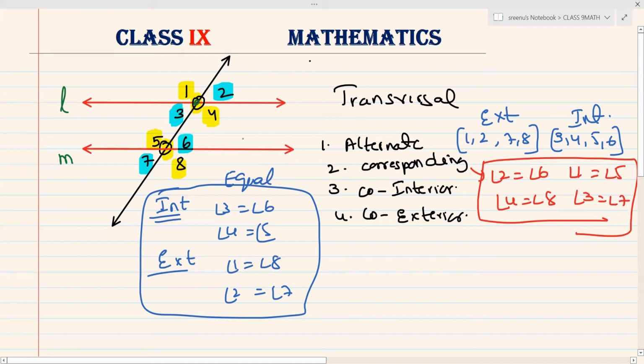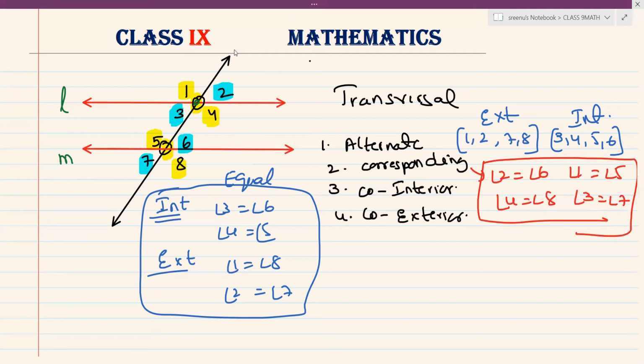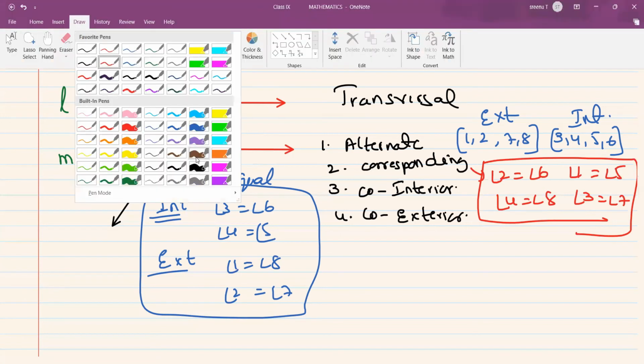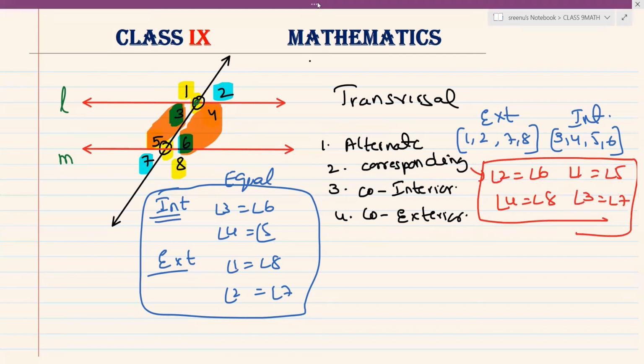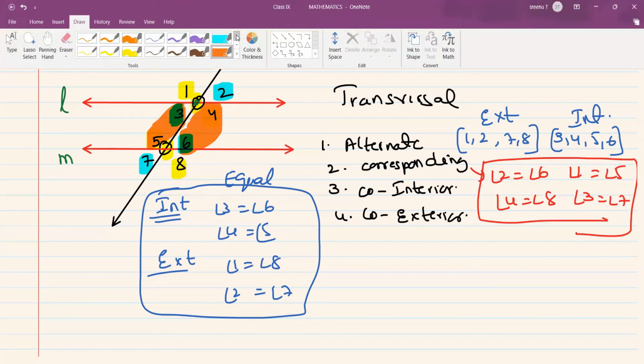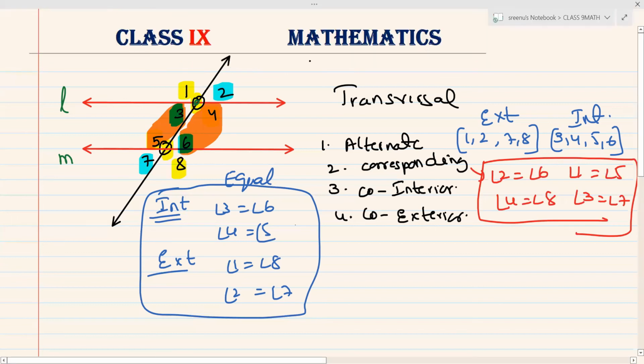Co-interior in the sense, same side interior. Same side interior, I just mark with some other gray color. 4 and 6, same side. 3 and 5, same side. You can call them co-interior. That means the third point we are writing here: angle 4, angle 6, co-interior. Angle 3, angle 5, co-interior.